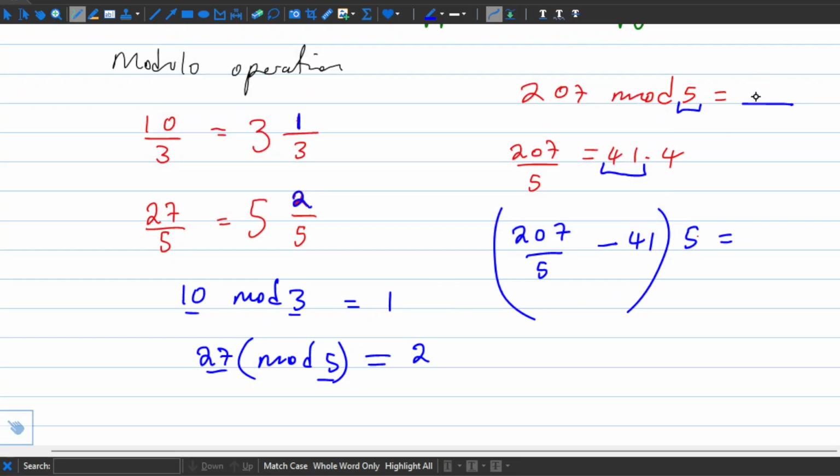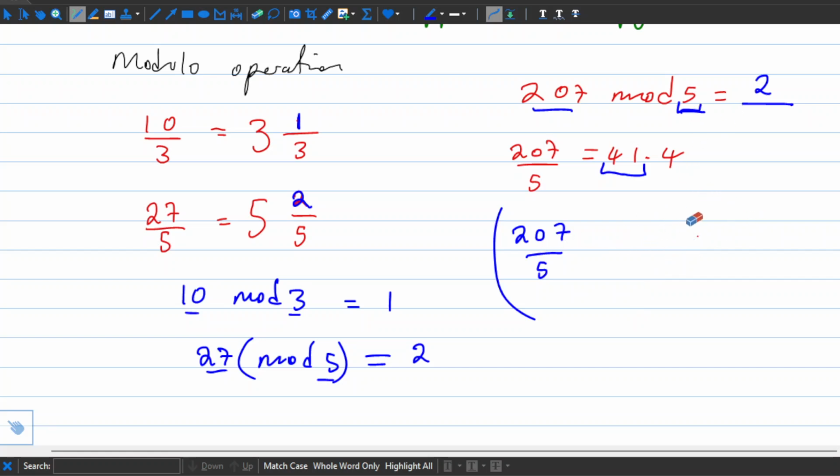Okay, so that is how you're going to compute. You're given a number like this, you don't know the remainder, they just say 207 mod 5. Just follow this process. You take the 207 and divide it by the mod. Then, with the answer you get, you take note of the number before the decimal, you subtract the whole number, then you multiply the result by the mod.